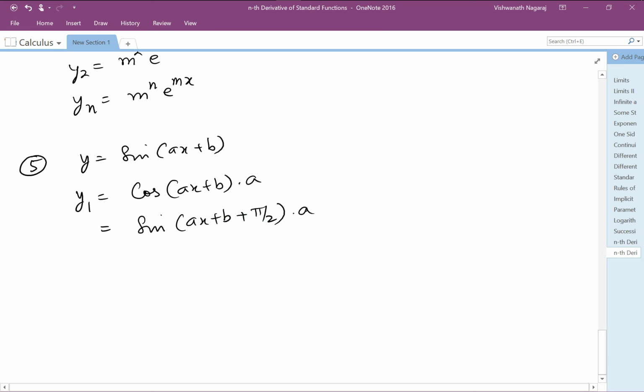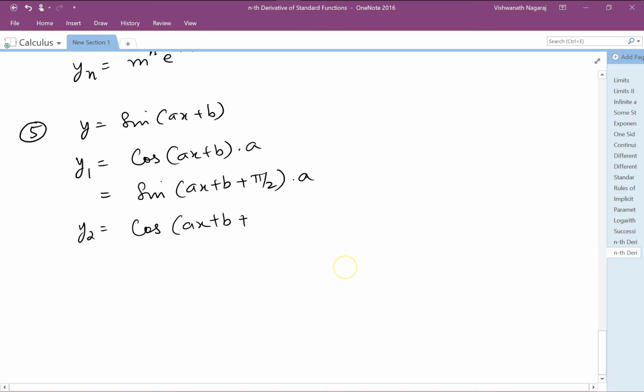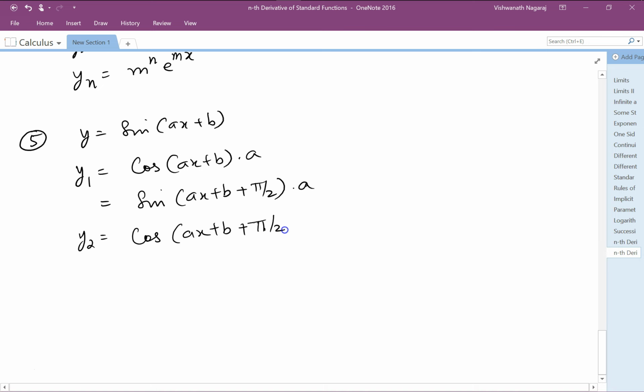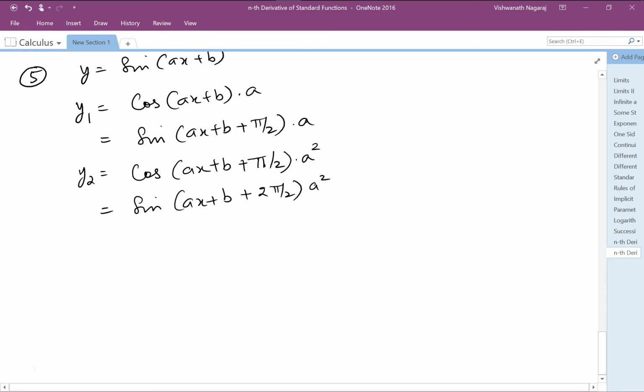So which means now y2 would be cos(ax plus b plus pi by 2) times a square, which can be written as sin(ax plus b plus 2 times pi by 2) a square. y3 would become 3 times. So basically this pattern would be yn is equal to a to the power of n sin(ax plus b plus n pi by 2).